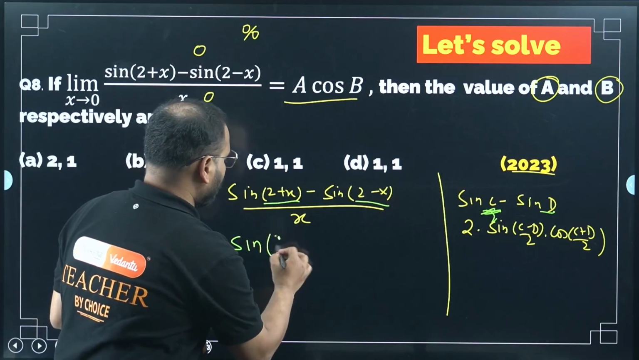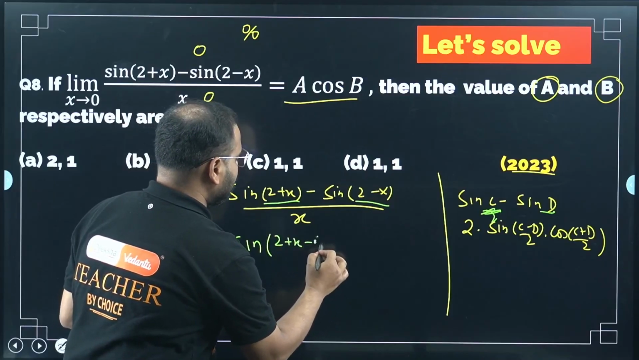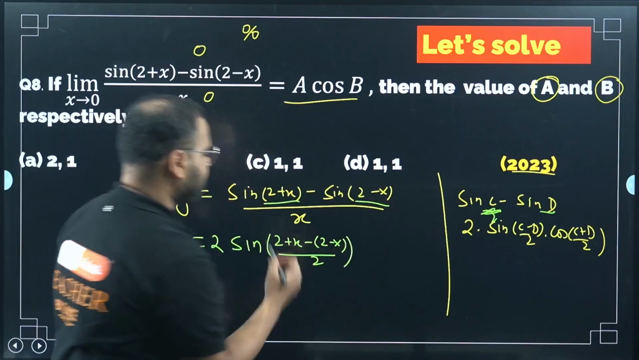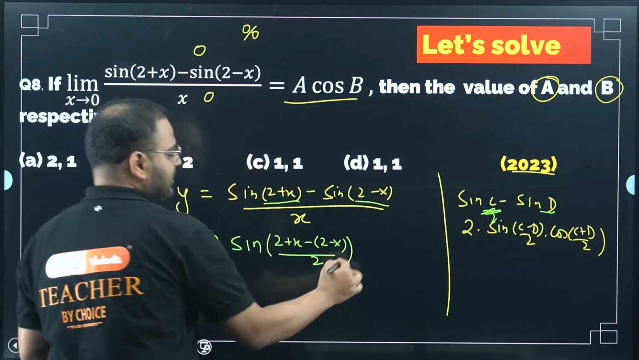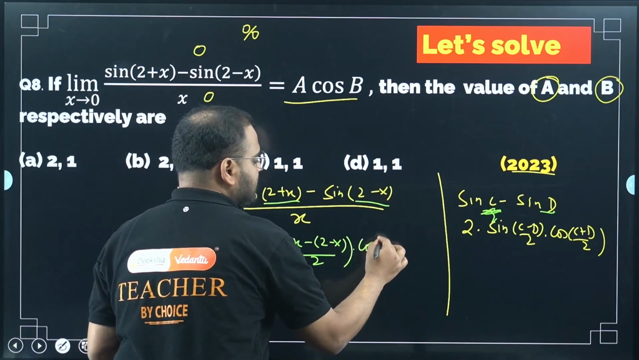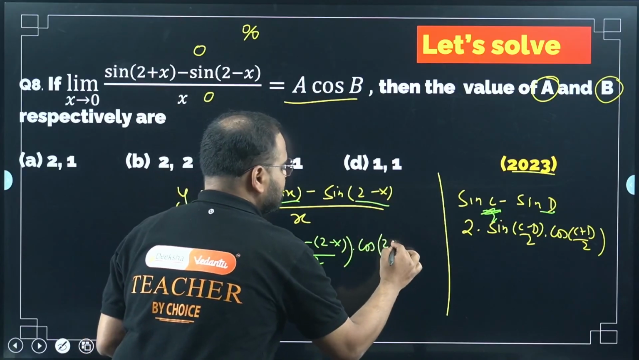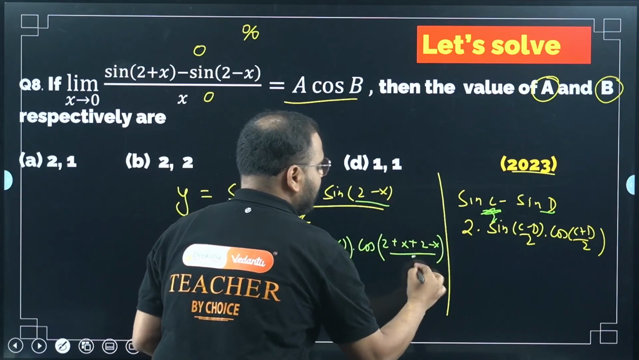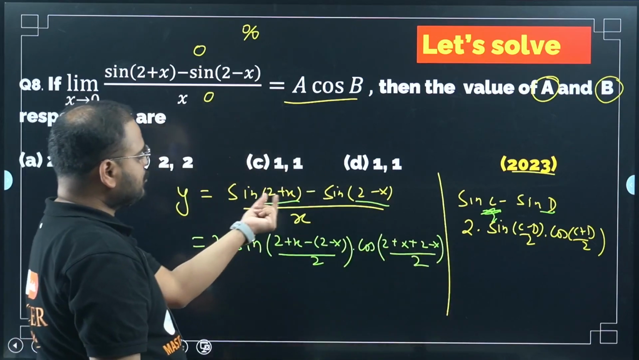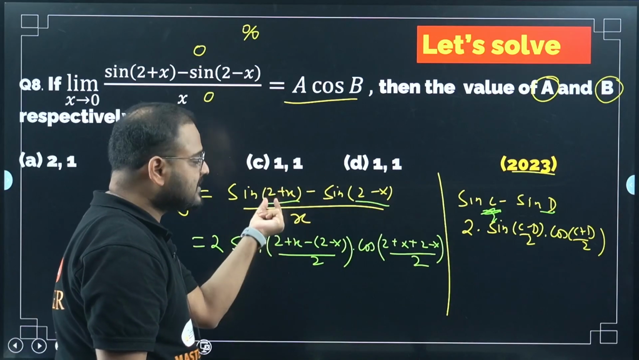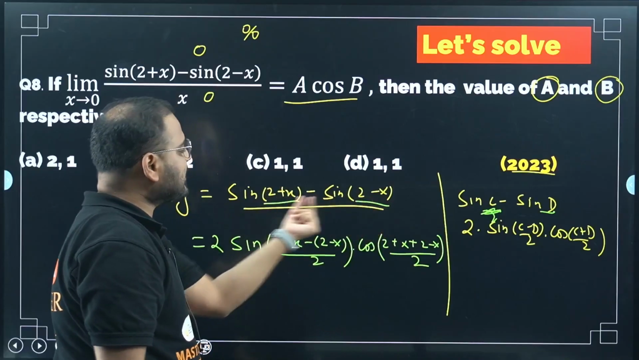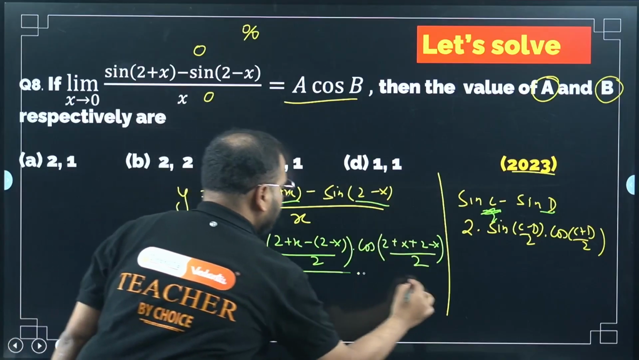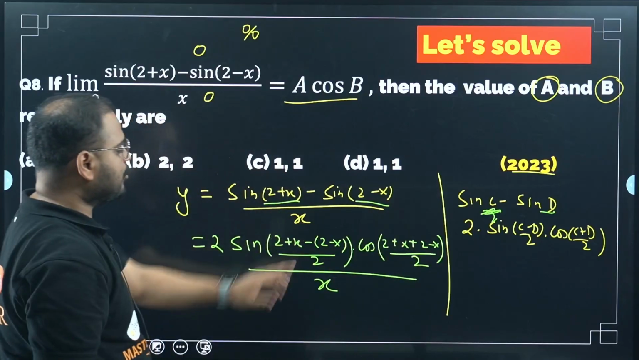I'll write like this, 2 plus x minus 2 minus x, whole thing divided by 2, correct? Now times cos of the sum of these. So 2 plus x plus 2 minus x, whole thing divided by 2. Please check, c plus d. So 2 plus x is c, 2 minus x is d. So 2 plus x plus 2 minus x, whole thing divided by x. X is there in the denominator.